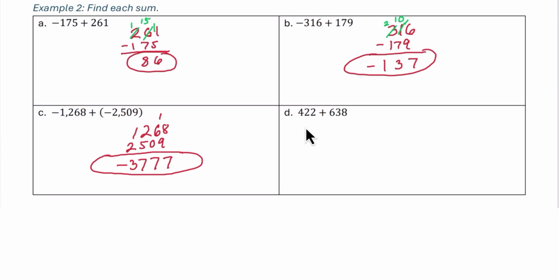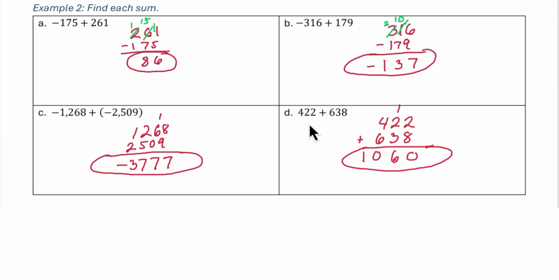In example D, we have two positive numbers that we're adding together. So this is just addition like usual. 8 plus 2 is 10. We'll carry the 1. Then we get 6 and then 10. So we have 1,060. The answer is positive since both original integers are positive.